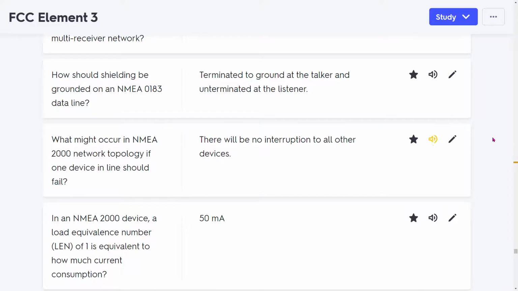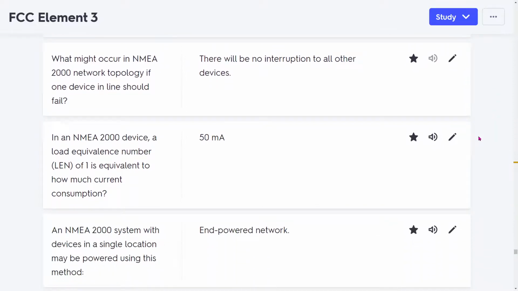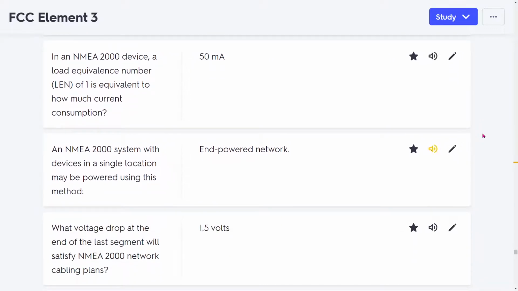What might occur in NMEA 2000 network topology if one device in line should fail? There will be no interruption to all other devices. In an NMEA 2000 device, a load equivalence number of 1 is equivalent to how much current consumption? 50 mA. An NMEA 2000 system with devices in a single location may be powered using this method. N-powered network.